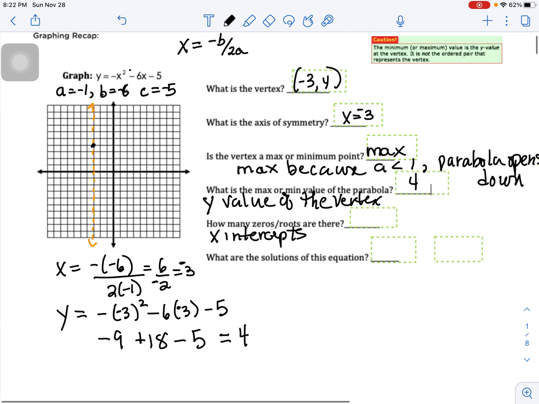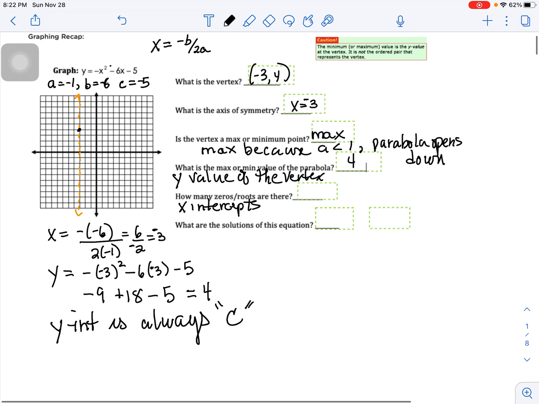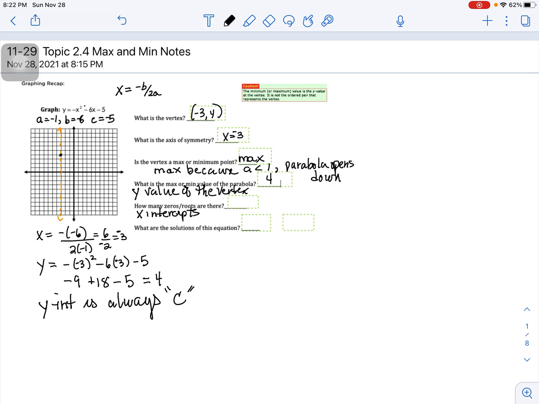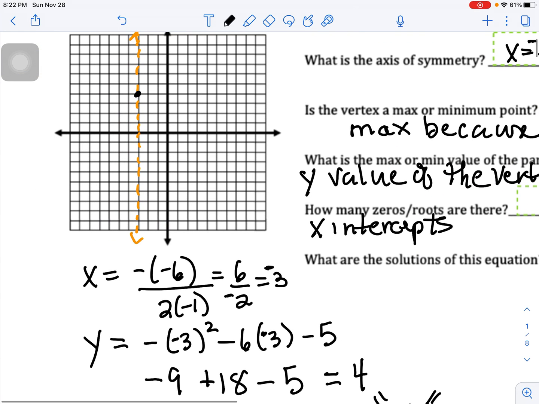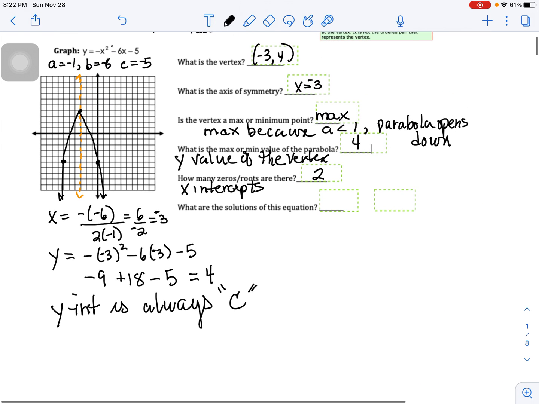The y-intercept is always a good point. The y-intercept is always c. So c is -5, so the y-intercept is 0, -5. Use that point to find the mirror point over the axis of symmetry and graph your parabola. And so we see now that the parabola goes through the x-axis twice. That means there are 2 x-intercepts, which means there are 2 zeros or 2 roots.